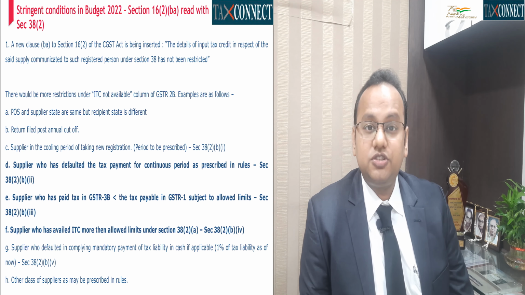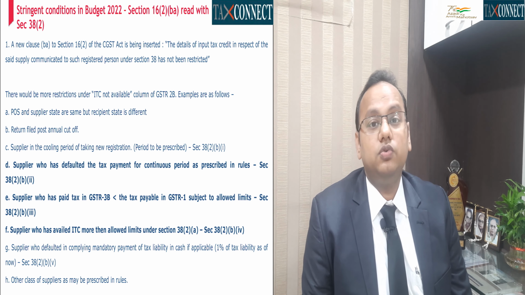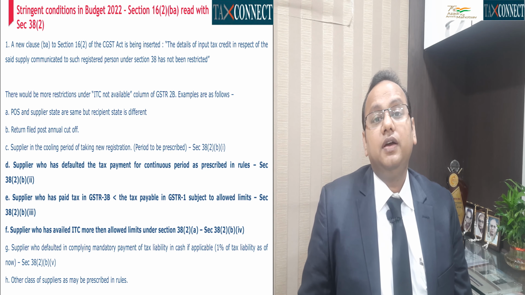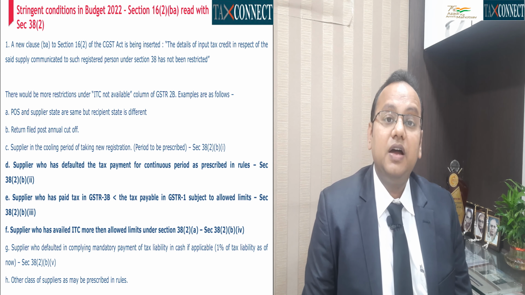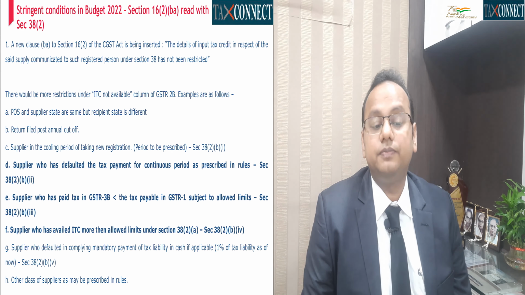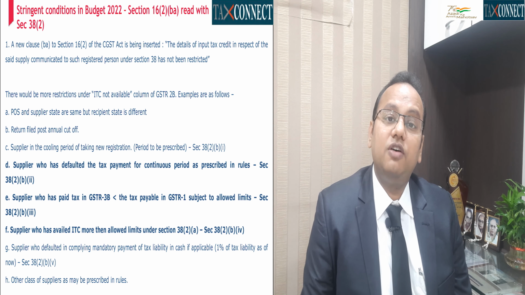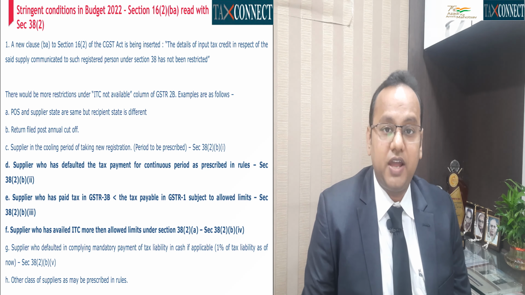Number 4, fourth restriction, wherein for new suppliers, that is suppliers who are registered newly in GST, for a certain cooling period, the ITC on the supplies made by them would be restricted, and in case of such other restrictions or restrictions on such other persons which the GST Council would notify.